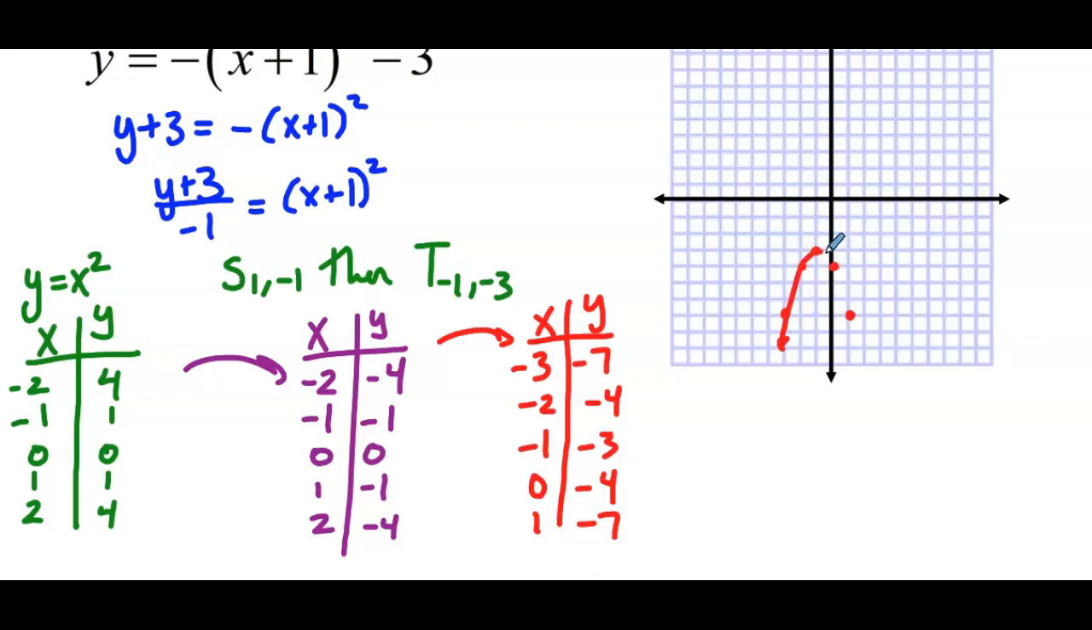So we can connect our points to create the parabolic curve. So there we have the graph of y equals -1 times (x plus 1) squared minus 3. The domain is all reals, -infinity to infinity. And the range, working from bottom to top, we're going from -infinity to -3.